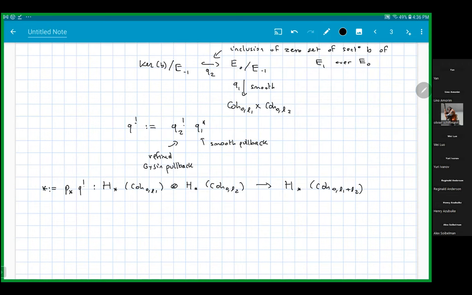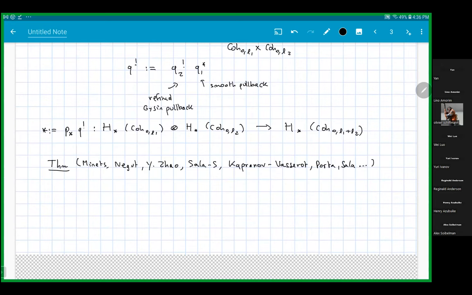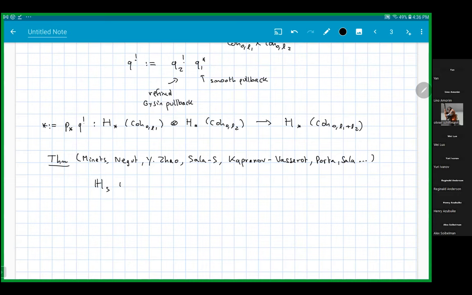Okay, and then a theorem that is due to many people. It starts with Minets, and then there's also Negut somewhere. Yu Zhao, myself, and Francesco, and Kapranov and Vasserot. This was rediscovered and extended many times. Mauro Porta, Sala, okay. Probably maybe also other people, Davis and some others. So this is an associative algebra. Okay, any questions?